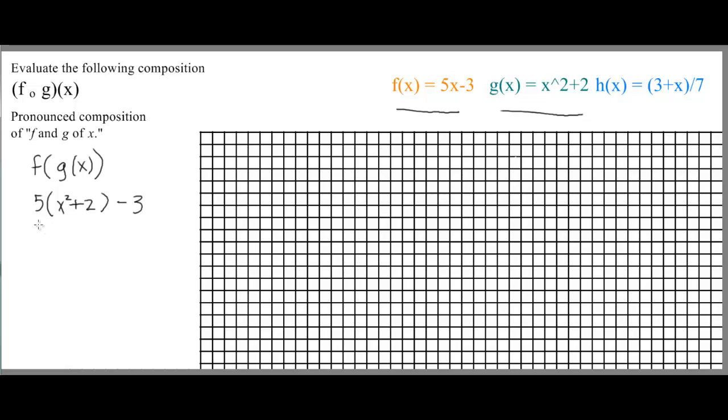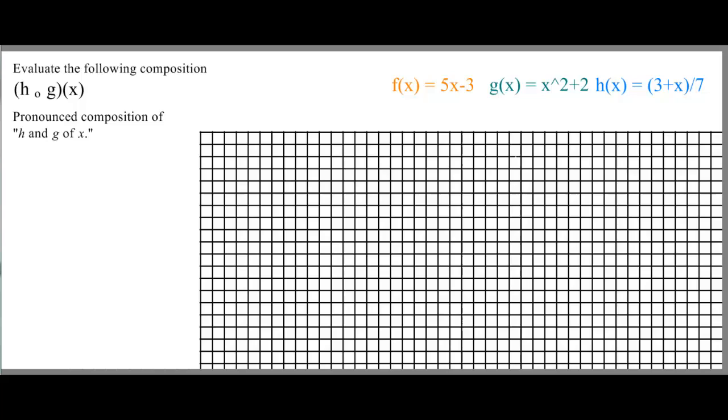Now the first step is to distribute the 5. So we have 5x squared plus 10, because 5 times 2 is 10, and then minus 3. This becomes 5x squared plus 7. And that's as far as we can go. So this is our answer right here: f and g of x is 5x squared plus 7.